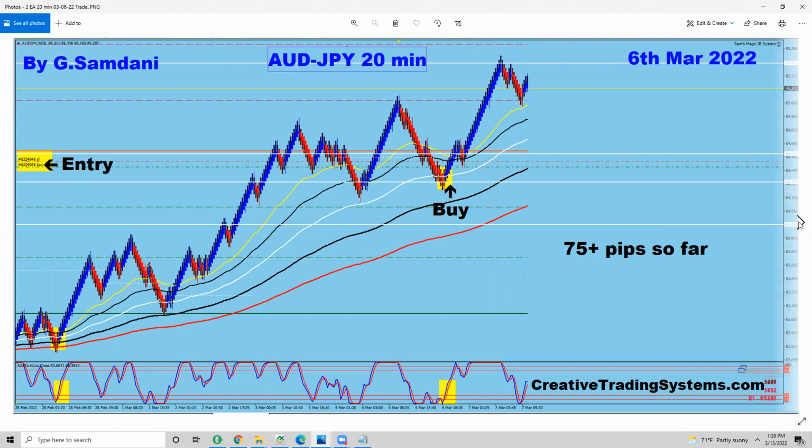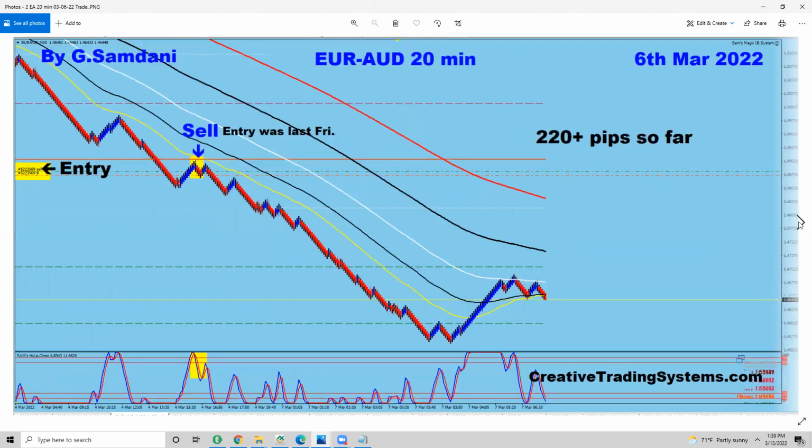75 pip here. Look at that, right? After that, this was also an entry, but I missed this one. So when my SL hit, never, right? So right after that, boom, all the way down, and 220 pips on the 6th. But by the way, the entry was last Friday, and I closed it on Sunday, right? Sunday started the new week, and it went down, was coming up, so I closed it.